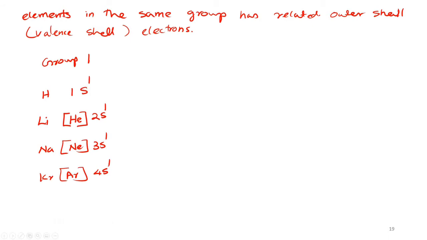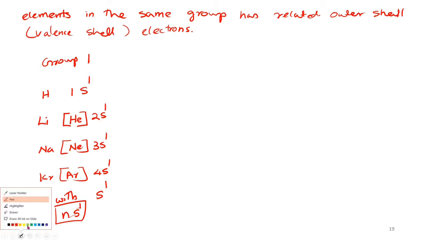Now you can see they all end with s1. If not, I can say ns1 configuration. Only the principal quantum number changes, but every configuration has this s1 part.